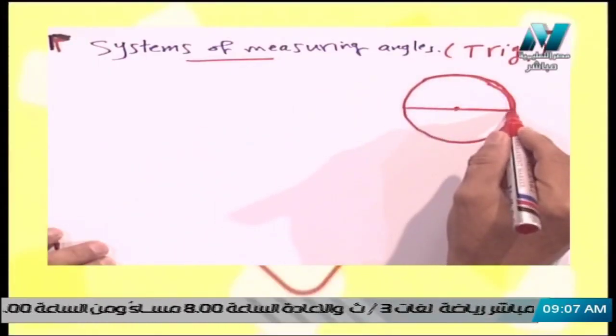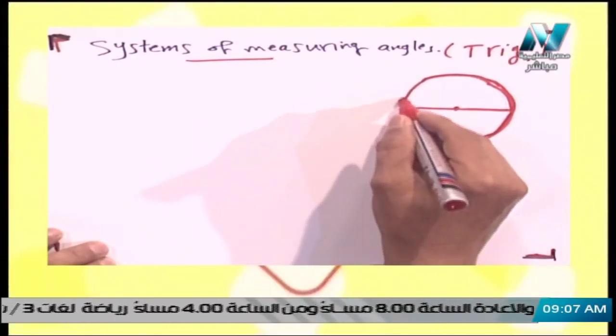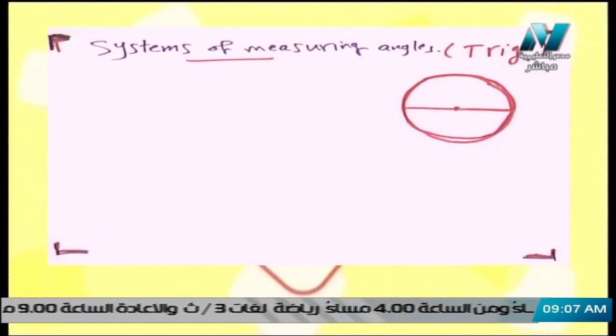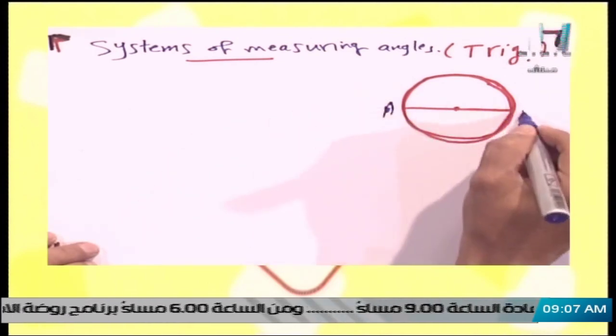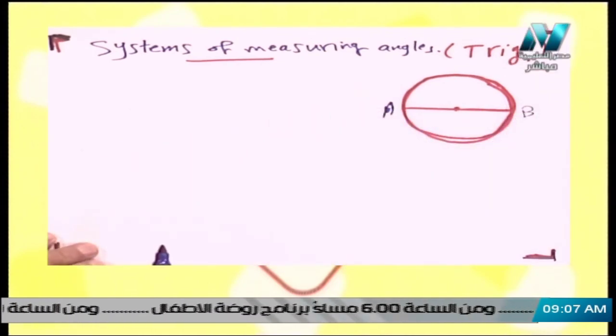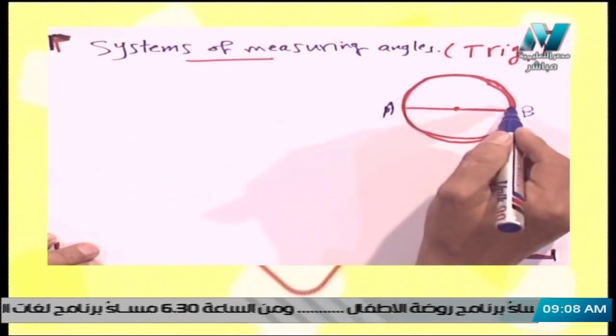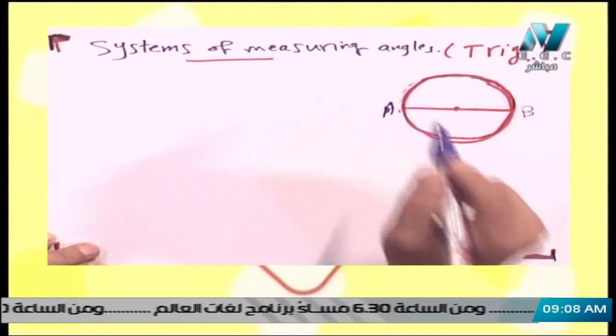Please concentrate with me because we are going to study a new system, and the lesson of today is systems of measuring angles. Okay, look here. If we have a circle like that, okay, we know that this line segment AB is the diameter, and we have the semicircle here.